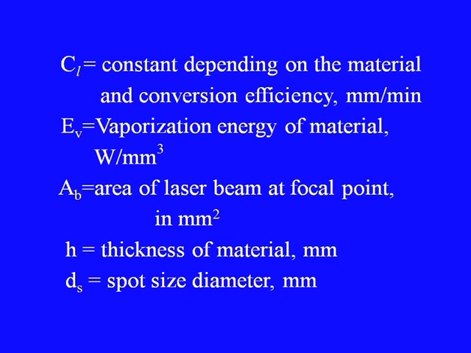CL is the constant depending on the work material and conversion efficiency, expressed in millimeter per minute. EV is the vaporization energy of the material, expressed in watt per millimeter cube. Then AB is the area of the laser beam at the focal point, expressed in millimeter square. H is the thickness of the material in millimeter. And DS is the spot size diameter, expressed in millimeter. The following figure presents a schematic diagram of laser drilling and phase changes.